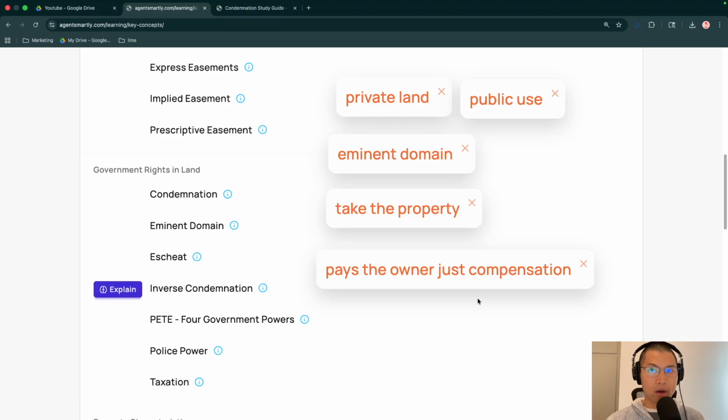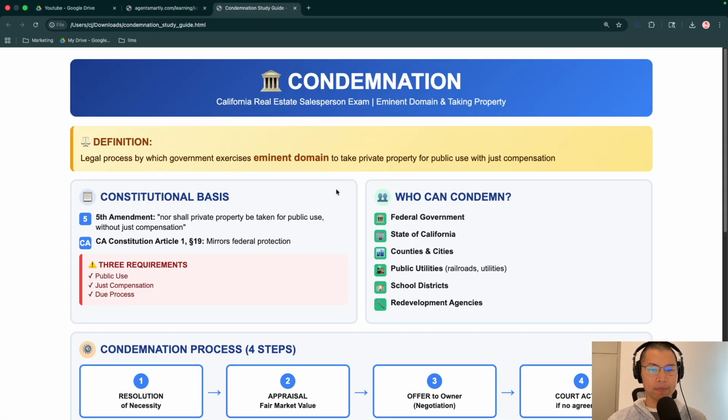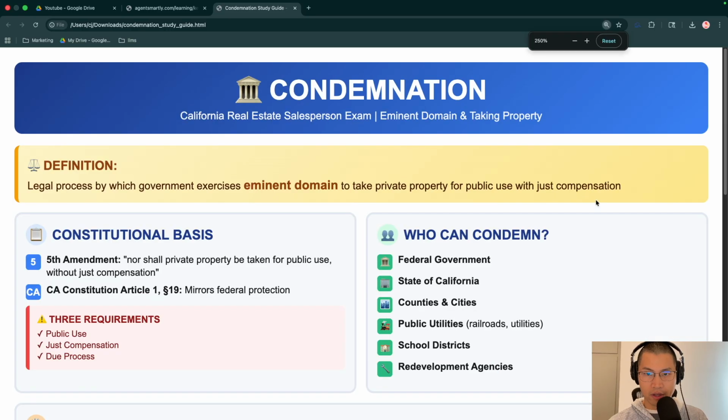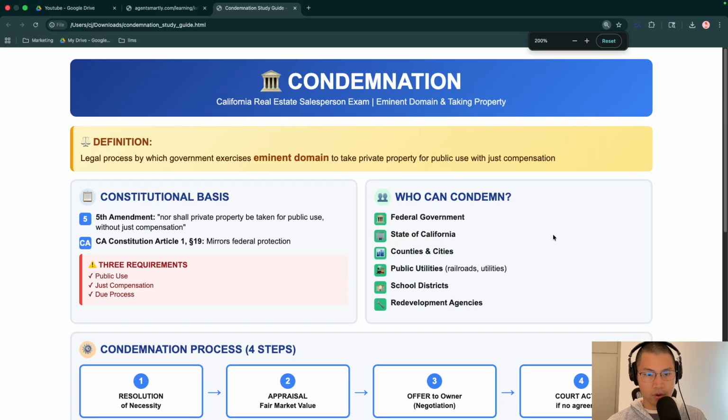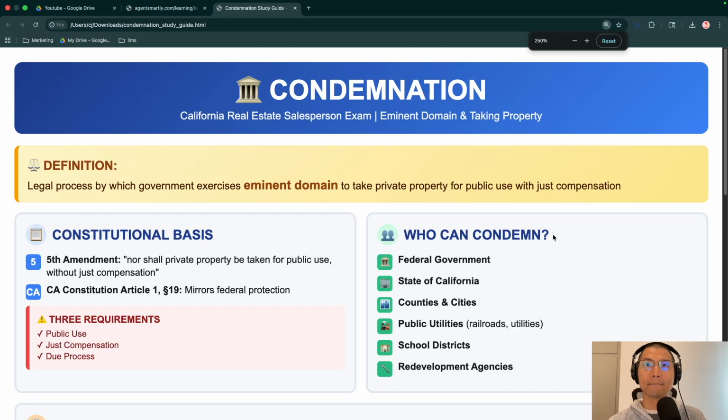Okay, so now let's summarize what we have learned today with a very visual study guide right here. Hope you guys can see this very well. So let me zoom in a little bit. Or maybe that's too big. Should be okay. So condemnation, once again, is a legal process where the government exercises eminent domain to take private property for the public use, like we just discussed earlier, right?